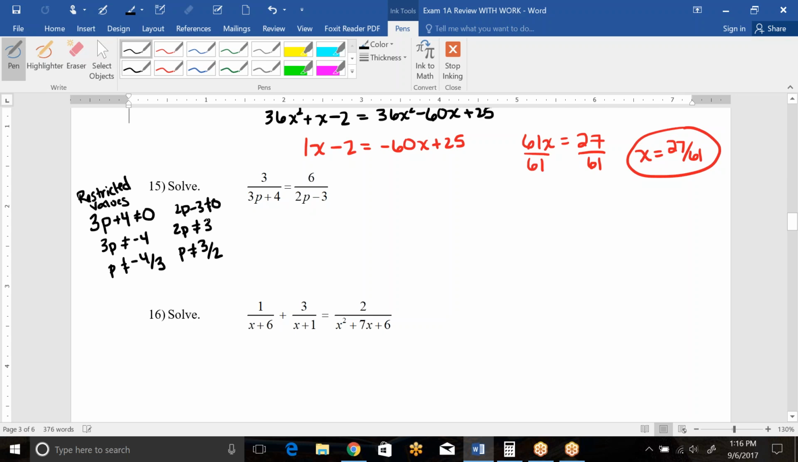So we're going to solve this now that we know that these two answers are restricted and are not allowed as our final answer. Now one of the techniques is if you do have just a fraction on the left equal to a fraction on the right. So single fraction on the left, single fraction on the right. Notice how 16 does not have that because you have a plus sign between your two fractions on the left.